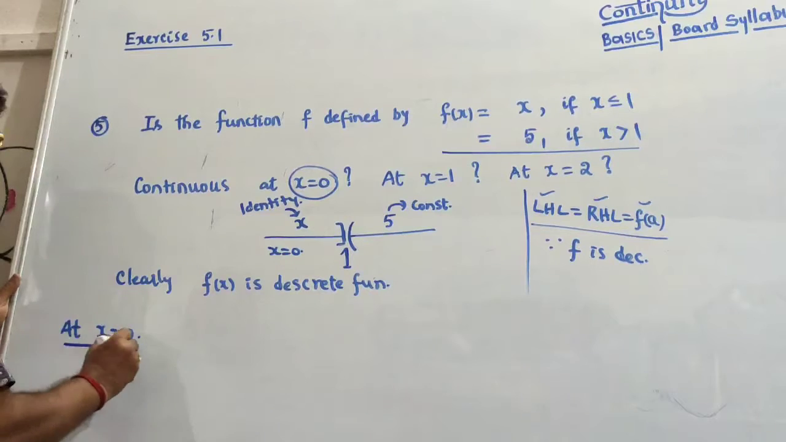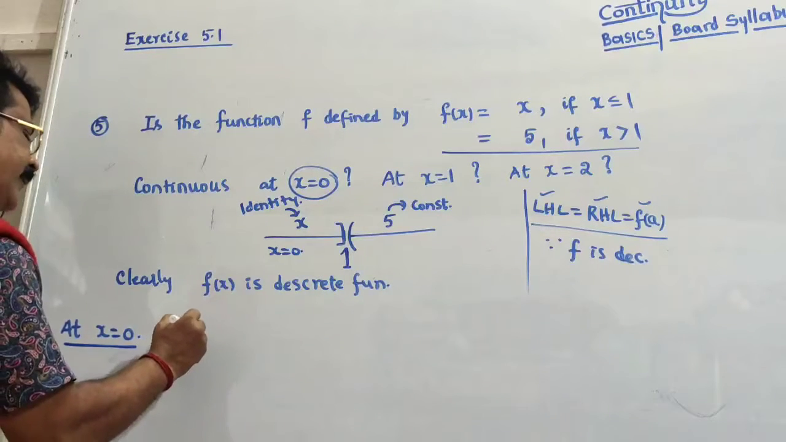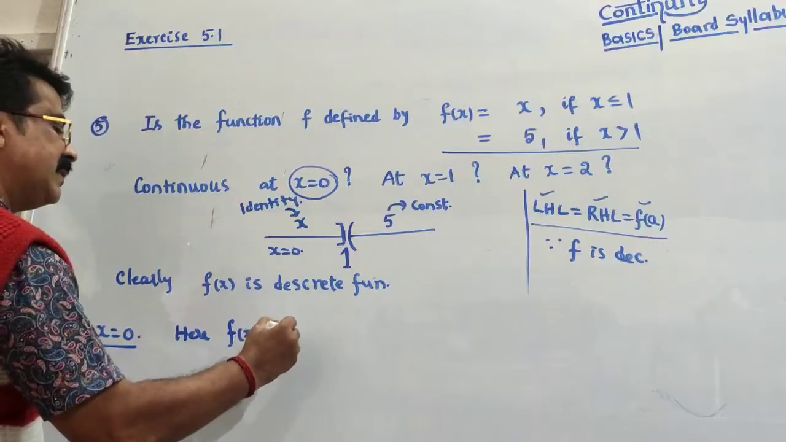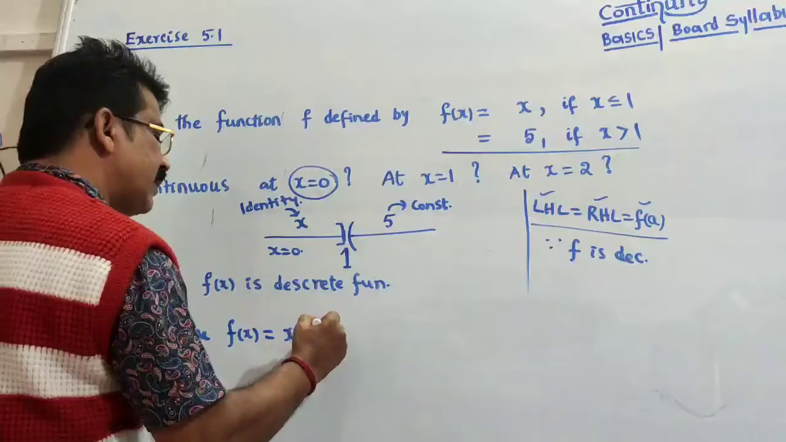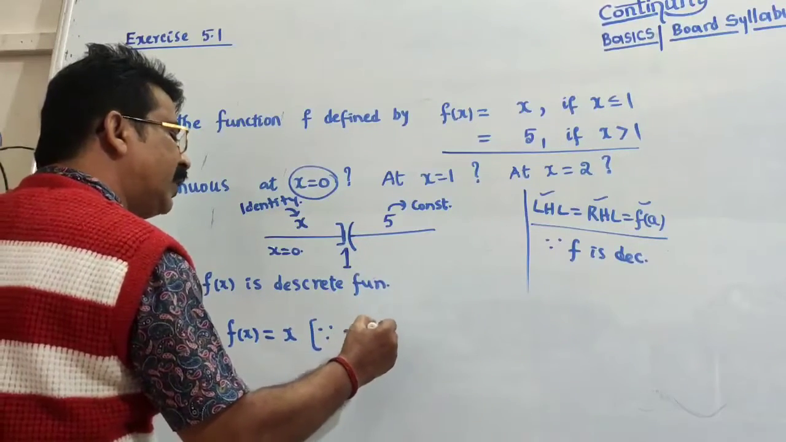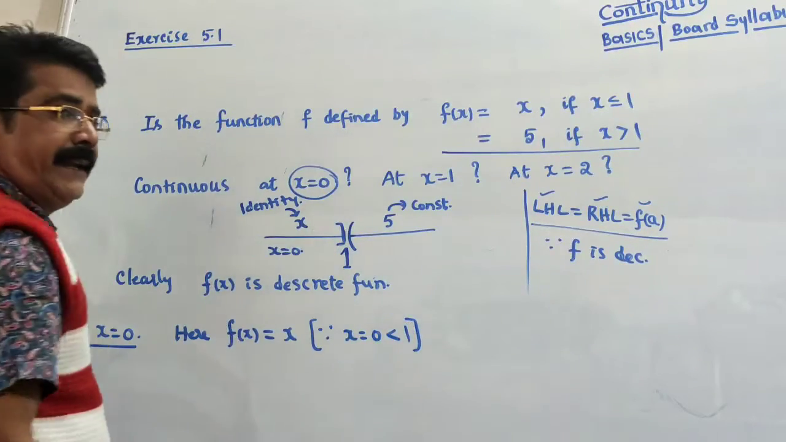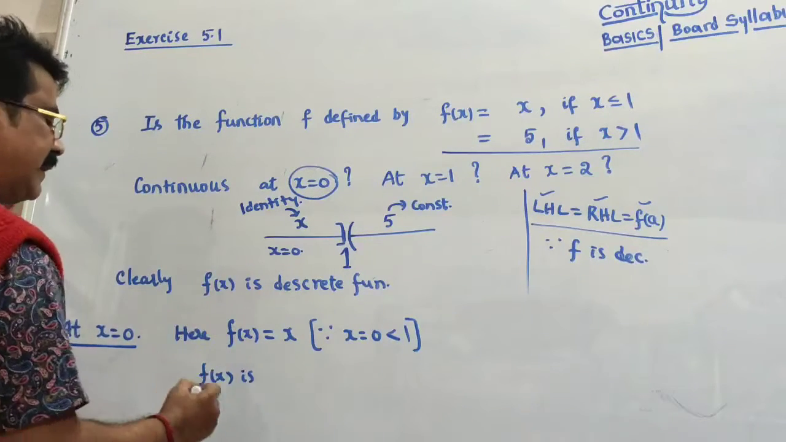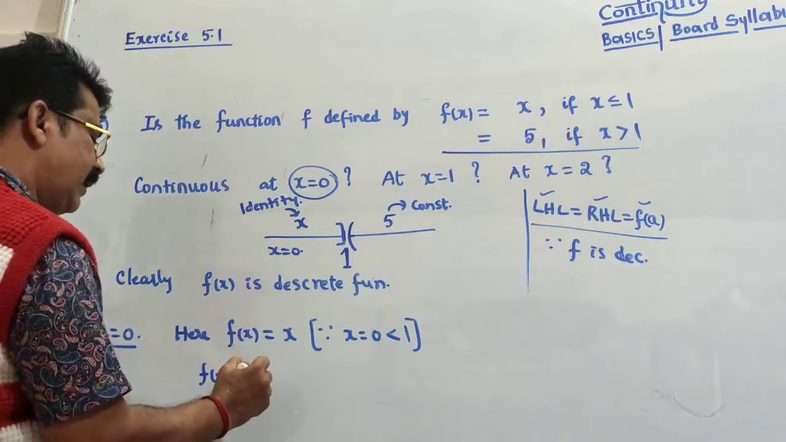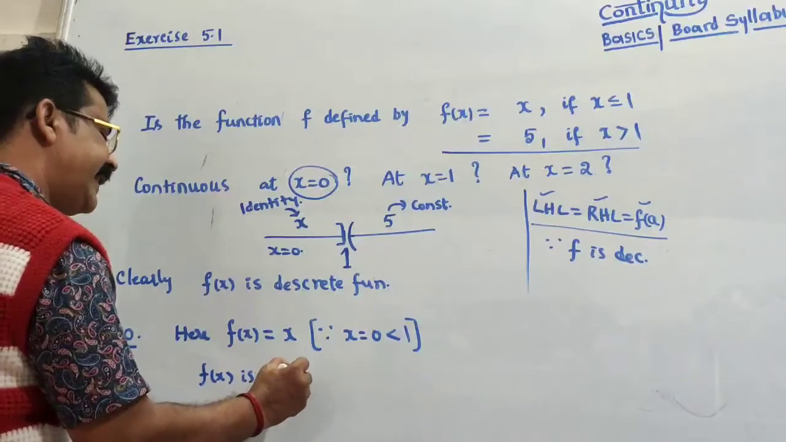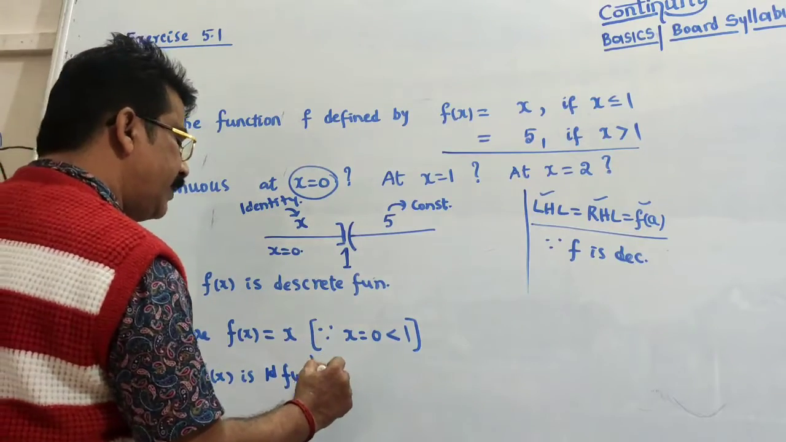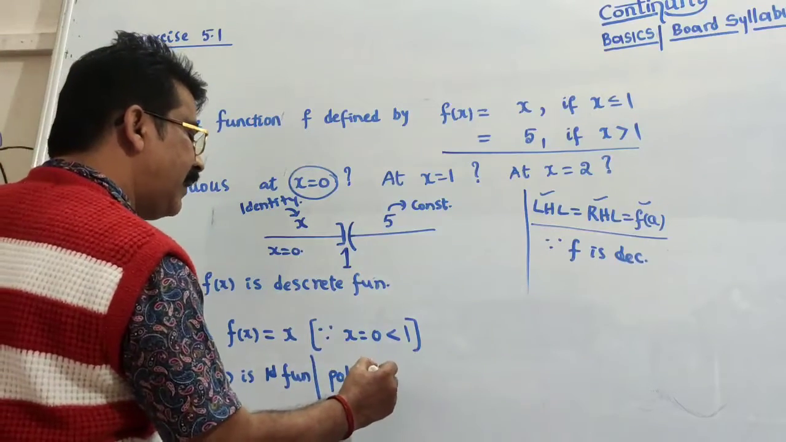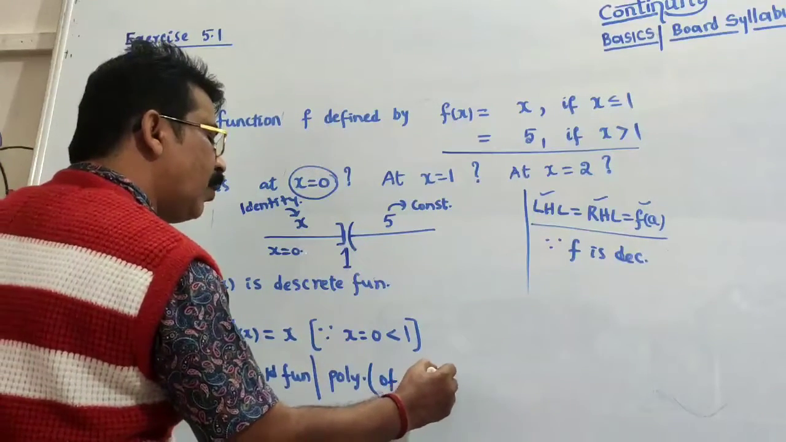So therefore here f of x is defined as x, because x equal to 0 is less than 1. So here f of x is the identity function, or a polynomial of degree 1.